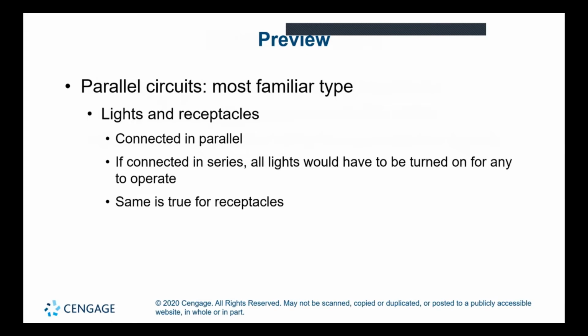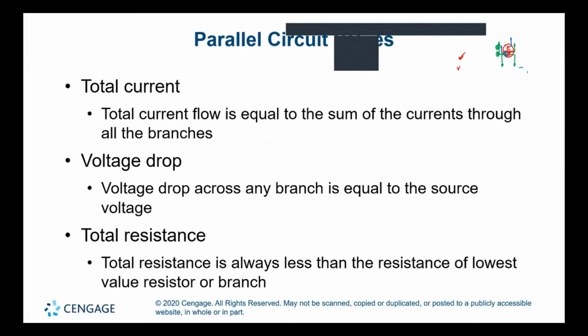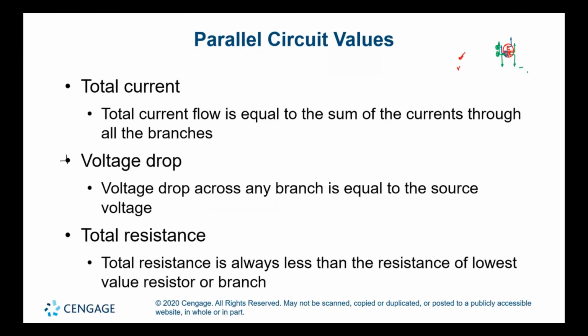All the lights in our houses, all the receptacles in the house, all of them are connected in parallel. Why? Because one of the big features is that in a parallel circuit, voltage stays the same. That's one of the big rules for parallel circuits: the voltage drop across any branch is equal to the source voltage.